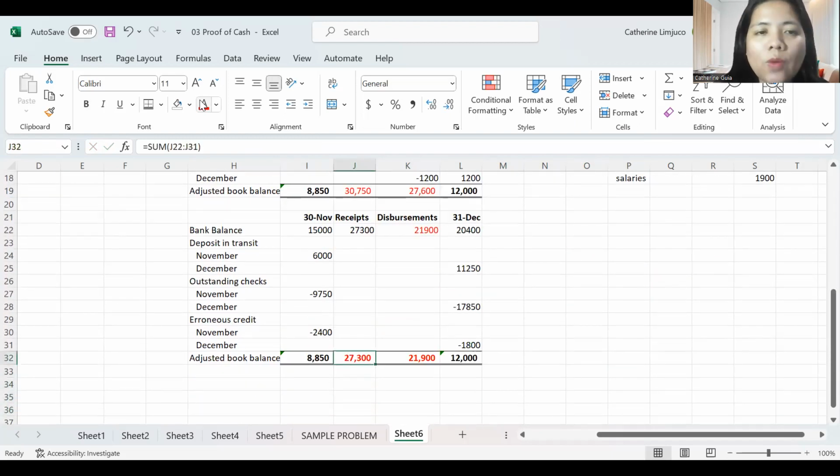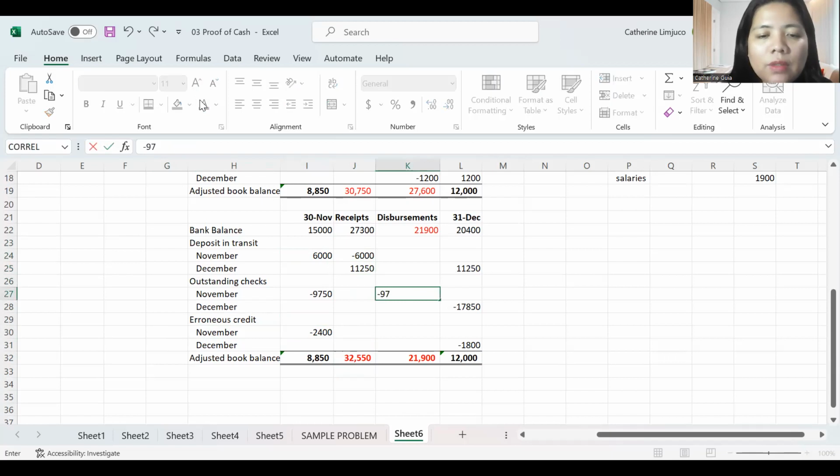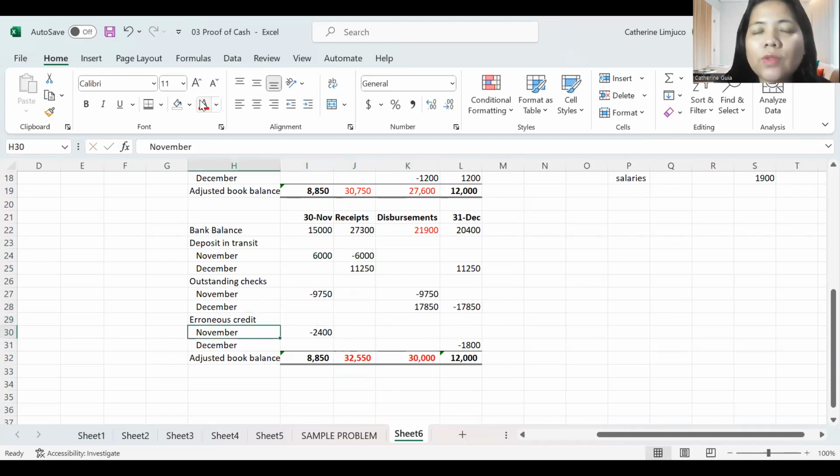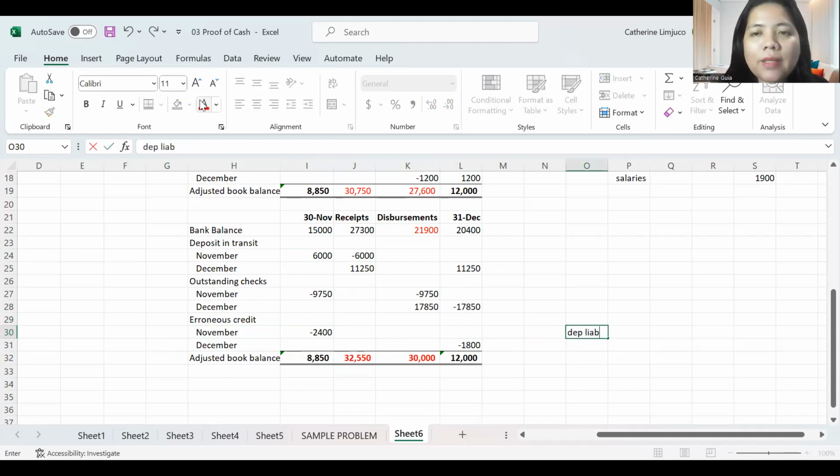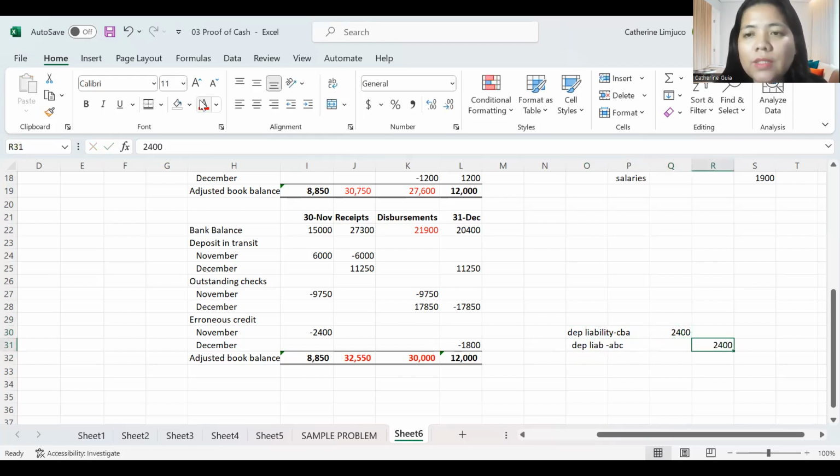Let's proceed to the lower portion. There is an erroneous credit here, but let's move first to the deposit in transit. We learned that if previous month, deduct, and current month, add, under the receipts column, and under disbursements, previous month, deduct, current month, add. And we have this erroneous credit. When the adjustment was made in the current month, it reflected this entry: deposit liability CBA, and deposit liability ABC, amounting to 2,400. So this was the adjustment made this month.